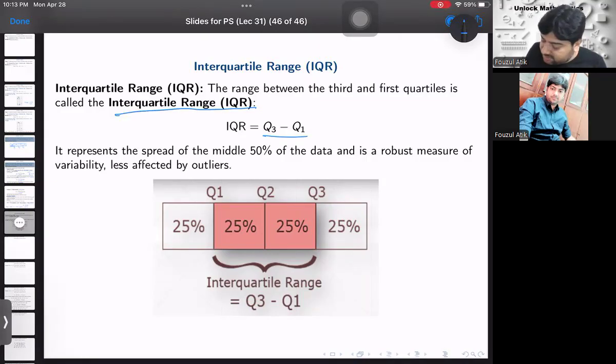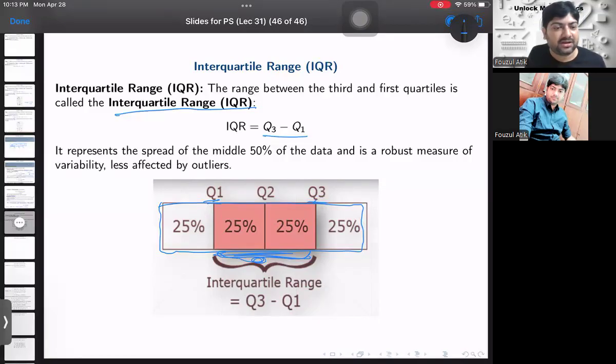Now, you look at that. We say that the whole data set, with Q1, Q2, Q3, is divided into 4 parts. So Q1 is somewhere here and Q3 is somewhere here. Now, if you do Q3 minus Q1, it is taking only these values.